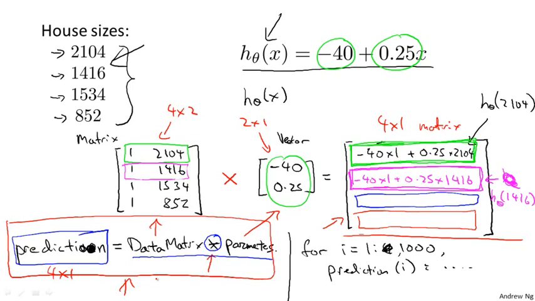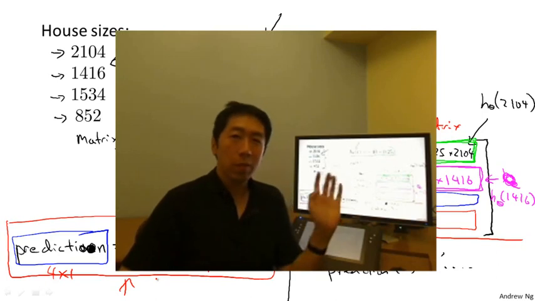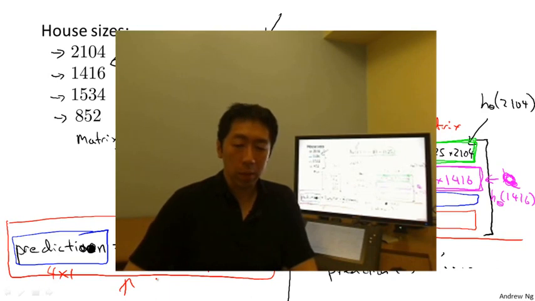So by posing prediction this way, you get not only a simpler piece of code, but a more efficient one. So that's it for matrix vector multiplication, and we'll make good use of these sorts of operations as we develop the linear regression and other models further. But in the next video, we're going to take this and generalize this to the case of matrix-matrix multiplication.